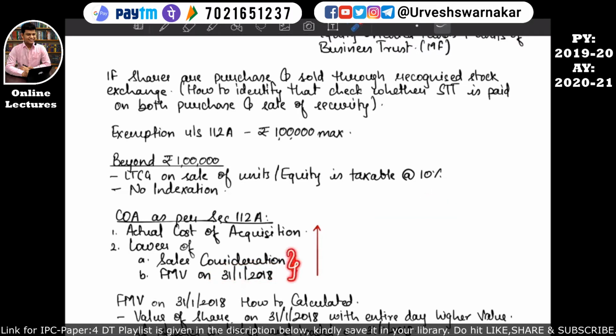Whichever is lower of these two will be considered, and then whichever is higher of this and the actual cost of acquisition will be taken. For example, the amount that came over here is 10,000 and the actual cost is say rupees 5,000. Then whichever is higher of these two, that is 10,000, will become the cost of acquisition. I hope this is quite clear to you all.